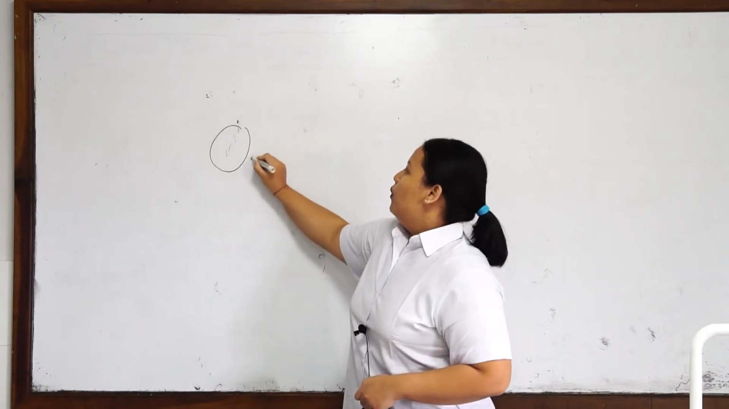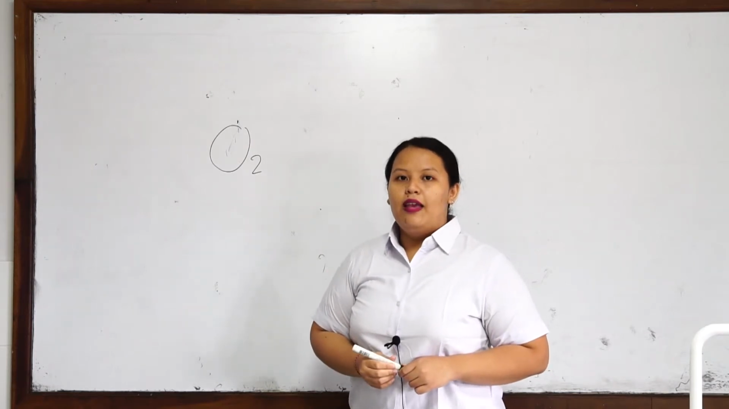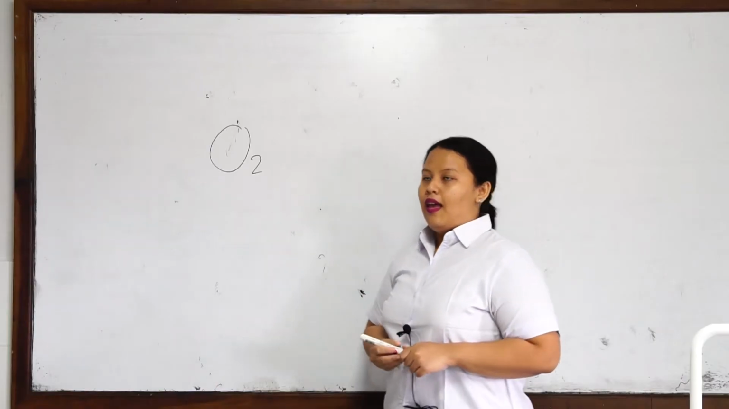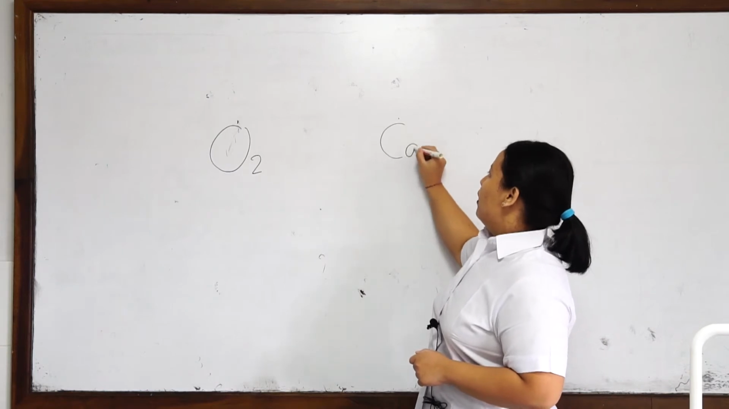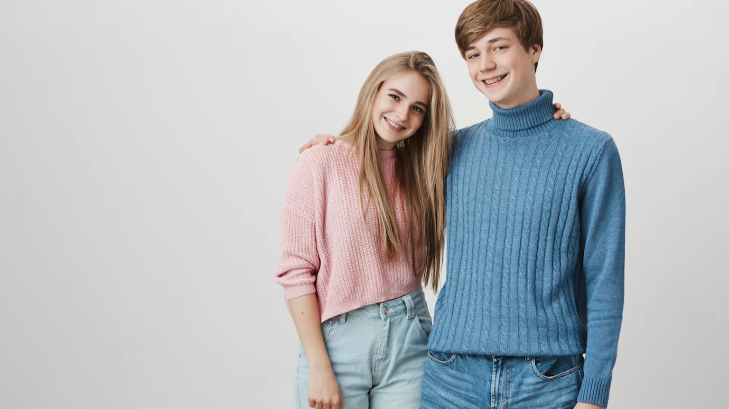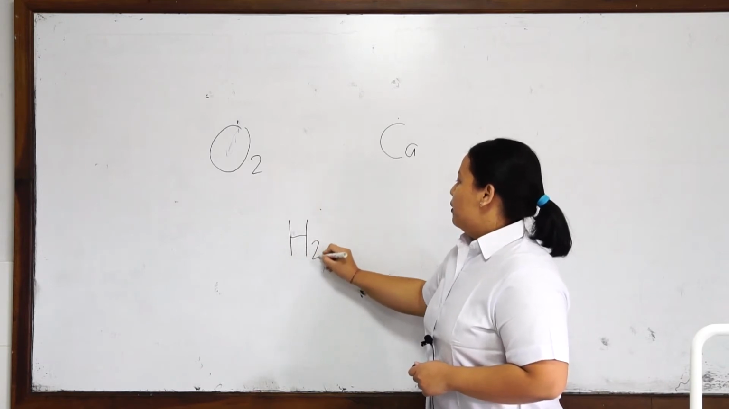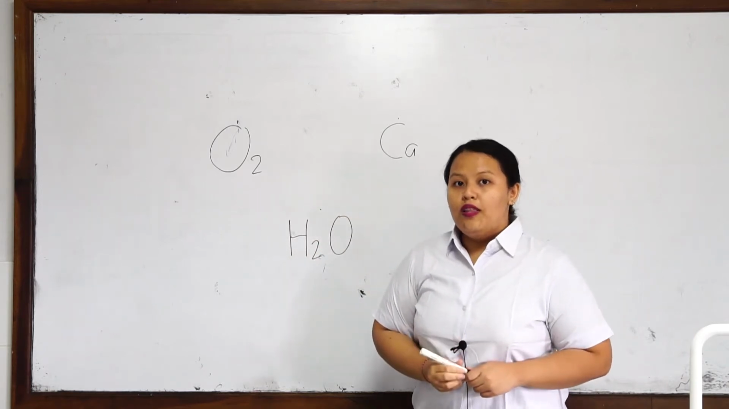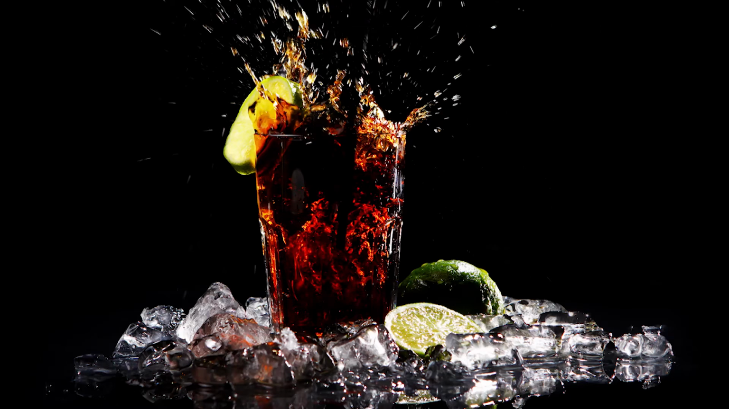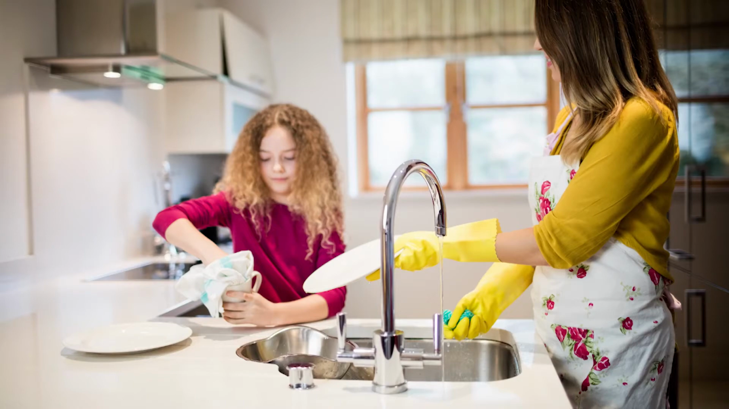The first one, we have oxygen. This compound is very important for us because we use it for our respiration process. The second one, we have calcium, which is very important for our bones and our teeth. And the third one, we have water. We use it for our daily activities as our drink, as our beverage, and we use it for washing any utensils or any equipment at our home.